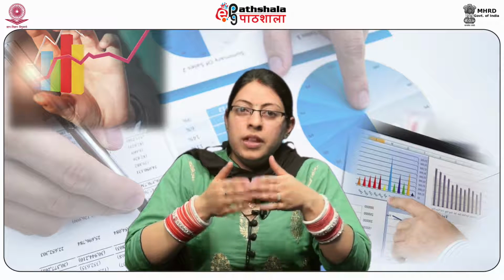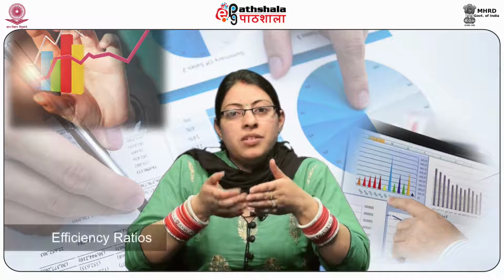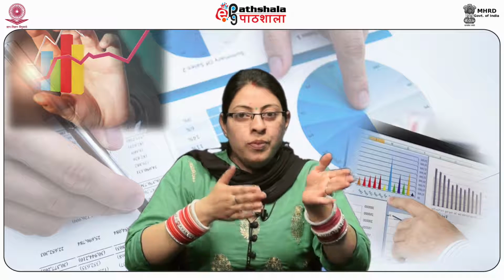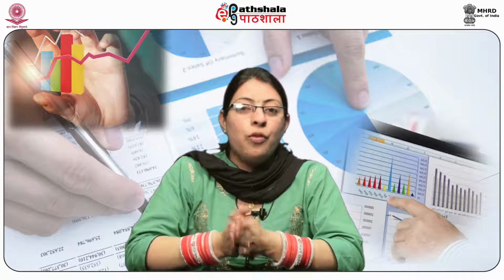Classification of ratios. Analysis of short-term financial position. There are two types of ratio. Liquidity ratios: under liquidity ratios, we calculate the current ratio, liquid ratio or quick ratio, absolute liquid ratio, and interval measure or defensive interval ratio. Efficiency ratios: inventory or stock turnover ratio, debtors turnover ratio, creditors turnover ratio, and working capital turnover ratio.